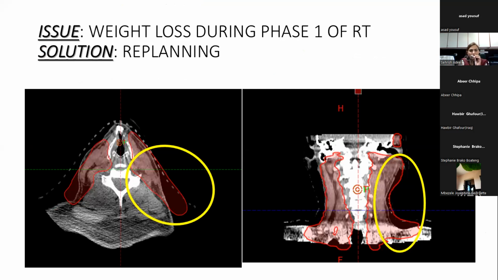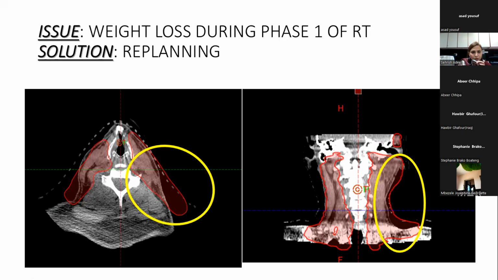Now, this is an example from our own patient, and here you can see the picture. The issue in this particular patient is the weight loss during phase 1 of radiation. So we planned the treatment, and we were actually delivering the treatment. During the CBCT, after 2 weeks of the treatment, we found out that this patient is losing his weight.